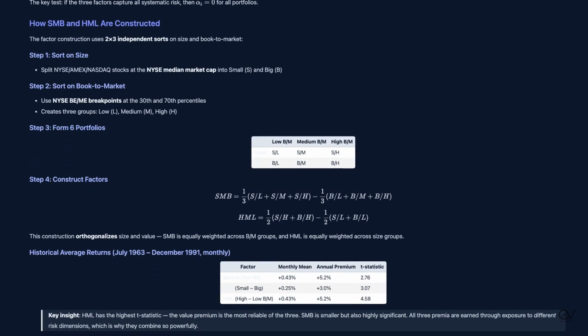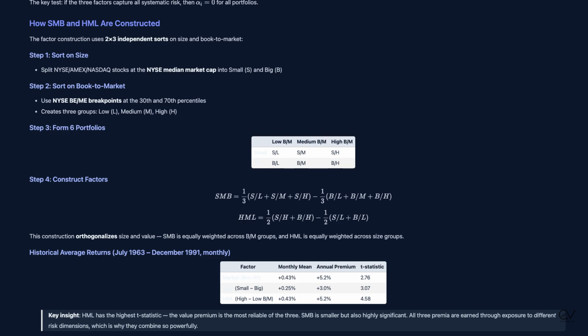Before we generate the data, let's understand exactly how SMB and HML are constructed, because this is one of the most elegant aspects of the paper. The authors use a 2x3 independent sort. First, all stocks are split at the NYSE median market cap into small and big. Then, independently, they are sorted into 3 book-to-market groups using NYSE breakpoints at the 30th and 70th percentiles: low, medium, and high. This creates 6 portfolios.